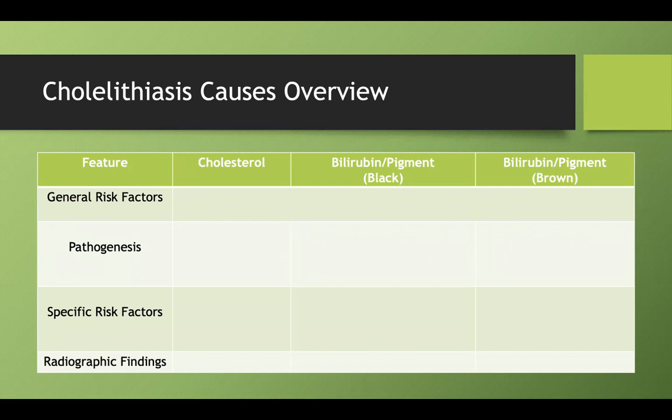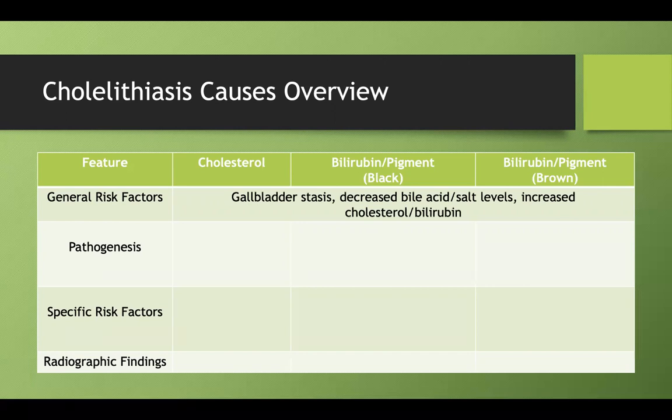Here's the slide with everything we've been talking about. I tried to condense it into one slide because it can be a little confusing sometimes. Remember that the risk factors, gallbladder stasis, that imbalance where you have either low water, low bile salt or acid, or increased cholesterol or bilirubin, increase your risk of all types of gallstones. Obviously, if you have increased cholesterol, that's going to increase your risk of cholesterol gallstones, and increased unconjugated bilirubin will increase these two.